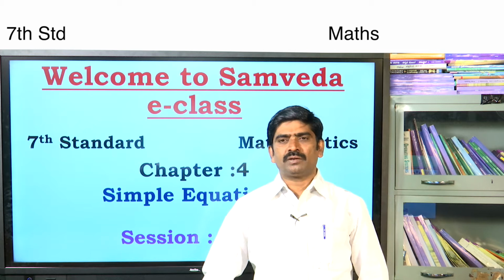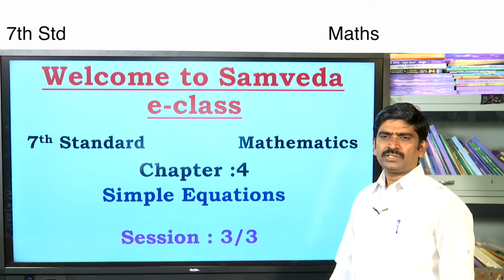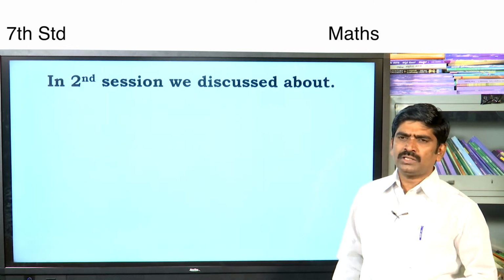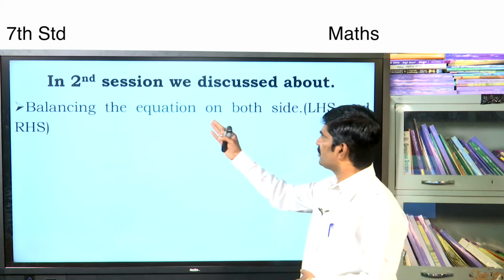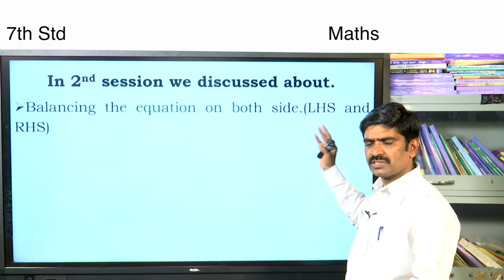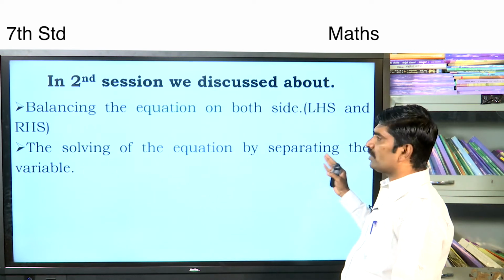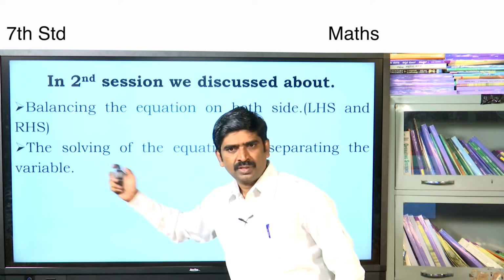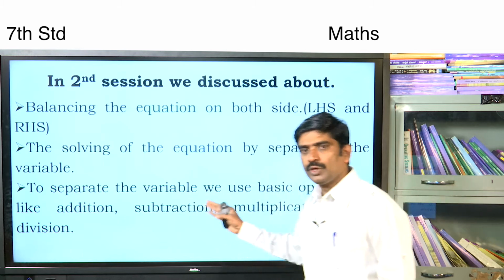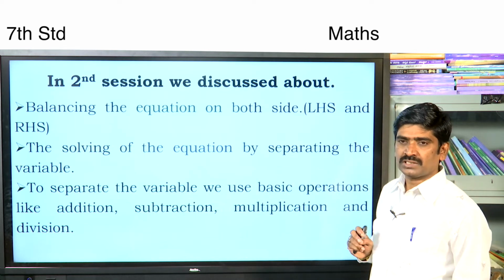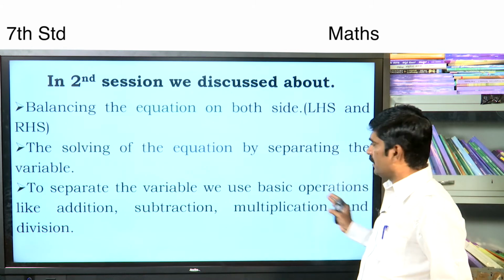This is 7th standard mathematics, 4th chapter, simple equations. This is the third session. In the second session, we discussed balancing the equation on both sides, that is LHS and RHS. The solving of the equation by separating the variable. Third one, separating the variable, we use basic operations like addition, subtraction, multiplication and division.